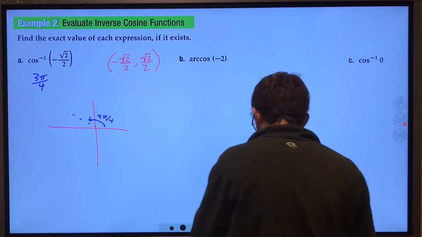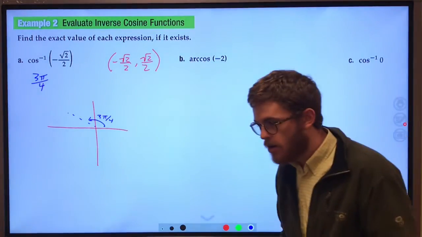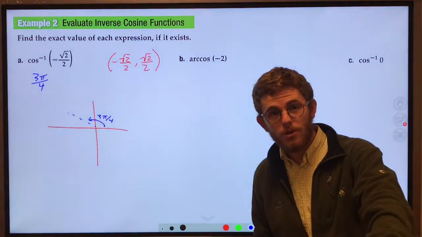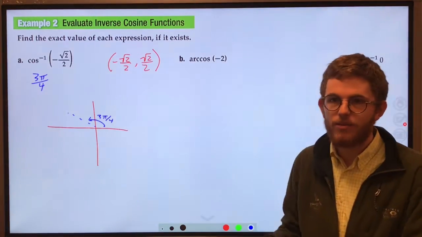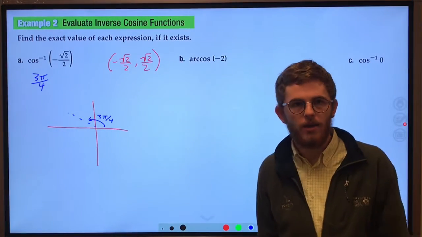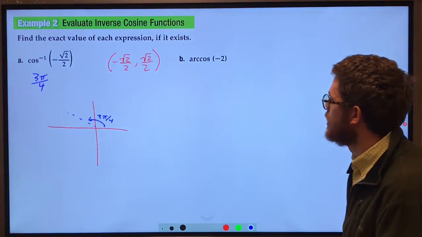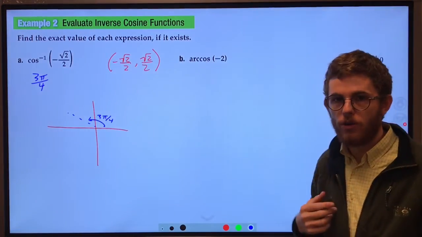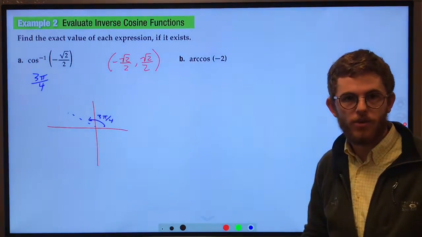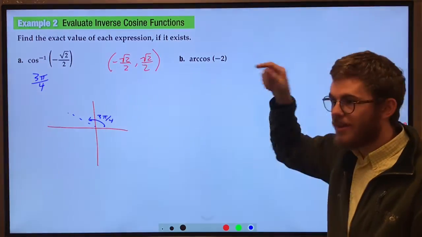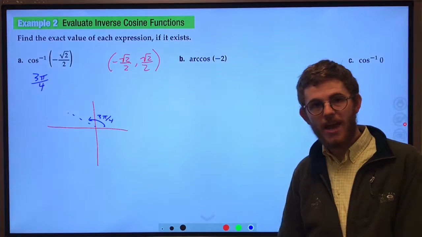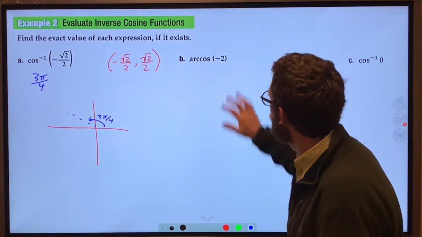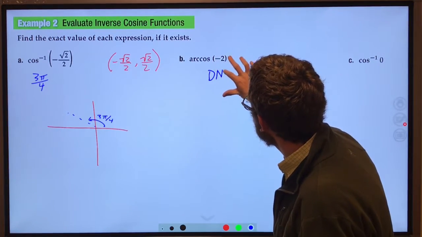ArcCosine of -2, okay? Thinking about it, well, -2 is not between -1 and +1. It's not. So that means, because that is the input for our ArcCosine, the outputs of our regular cosine cannot get a -2. It just doesn't happen. So that means this does not exist.